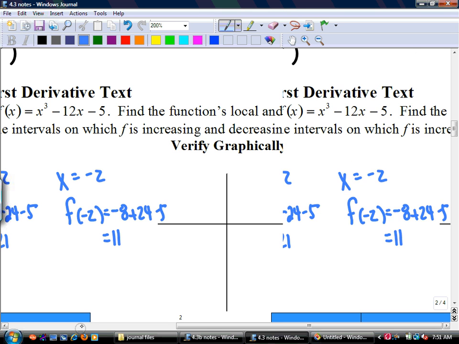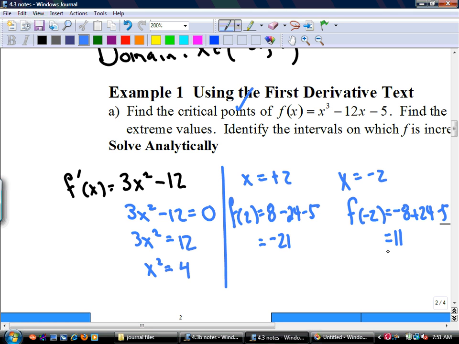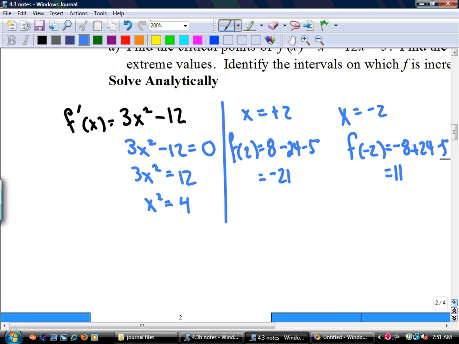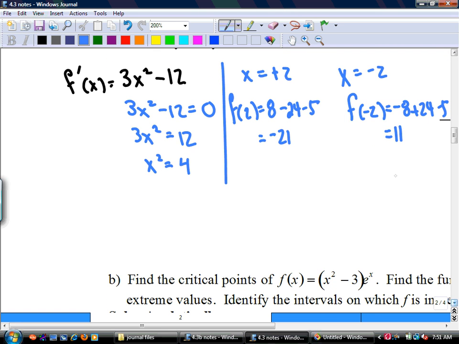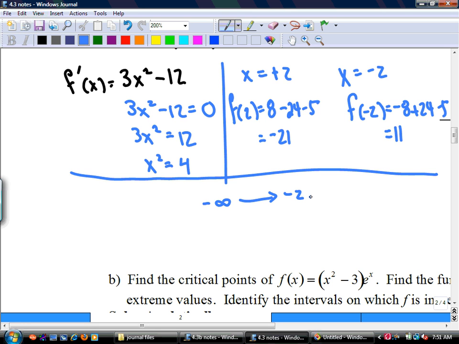So now we have to decide, which one's the local max, which one's the local min? But that's tough to do without a table. Always got to build the table. So we're going to start at negative infinity. Especially if I didn't find the y values, you don't know. So we're going to go from negative infinity to the first critical point, negative 2, to the next critical point, positive 2, and so on. You just keep on working your way across.